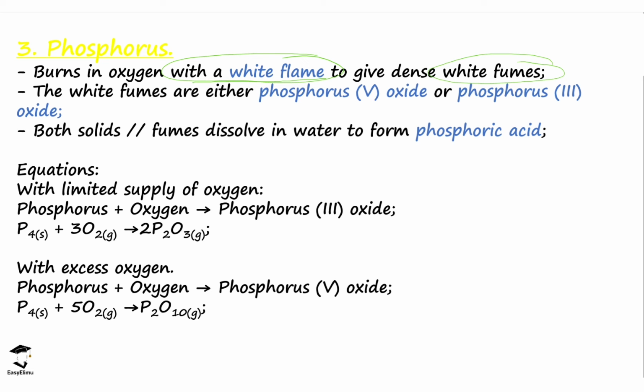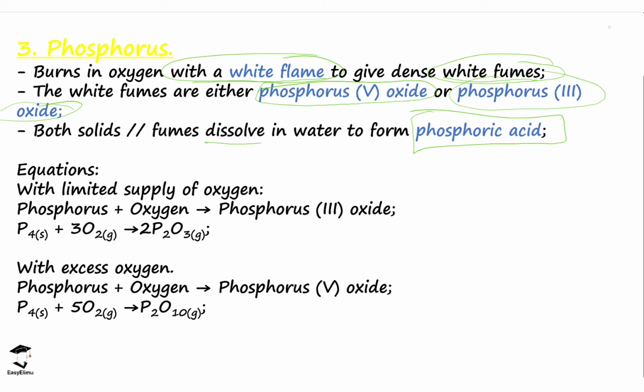These white fumes are a combination of both phosphorus 5 oxide and phosphorus 3 oxide. It is a mixture. In the same way we were saying that magnesium forms magnesium oxide and magnesium nitride, this mixture is the one that is the white fumes, phosphorus 5 oxide and phosphorus 3 oxide. Both of them, when they are dissolved in water, form an acid. We call it phosphoric acid.